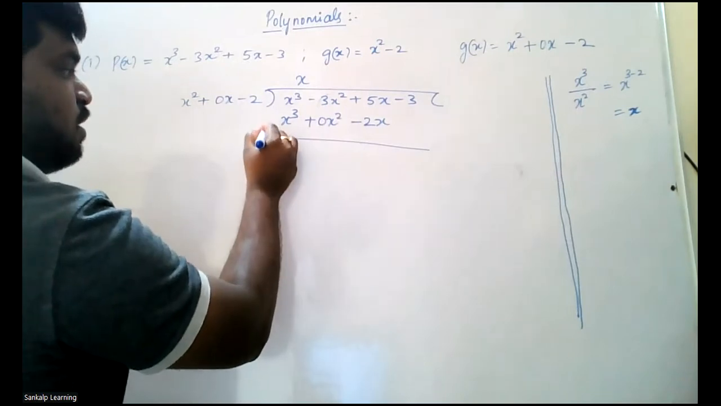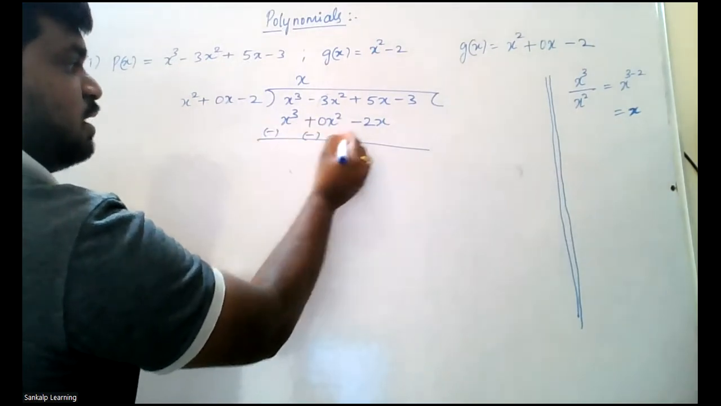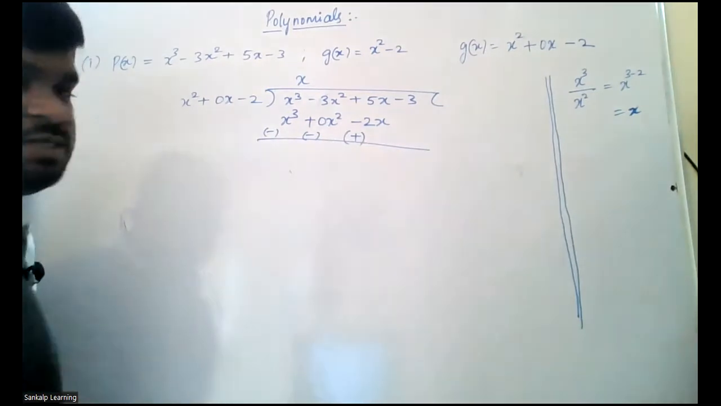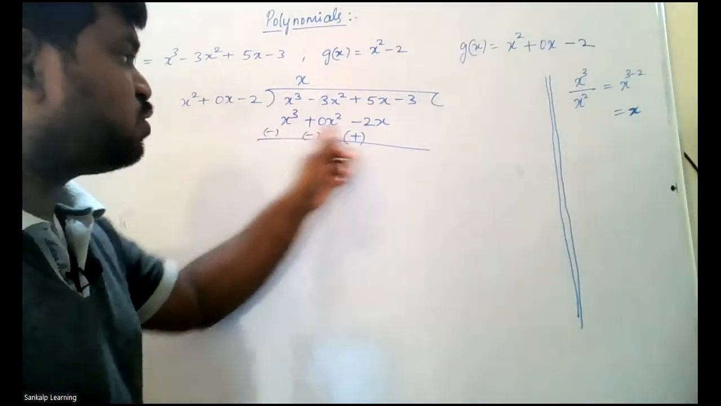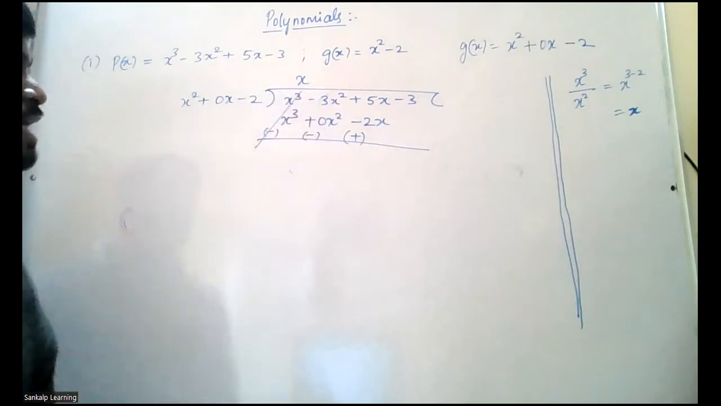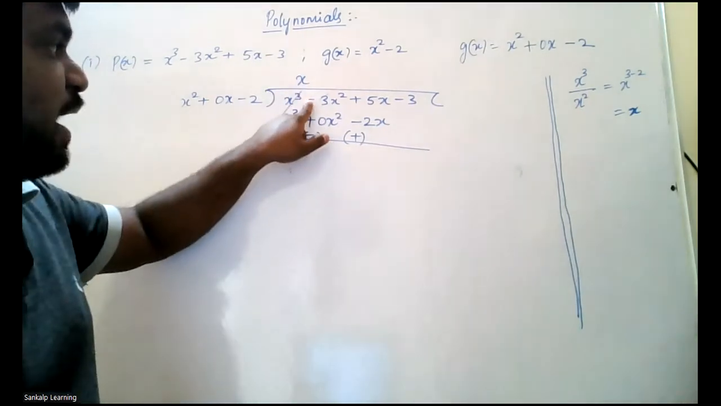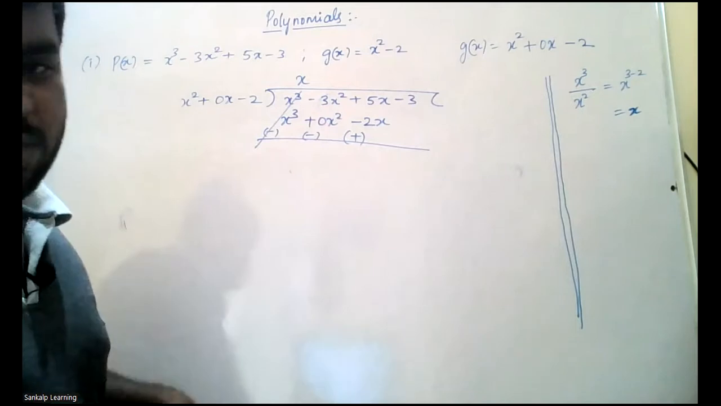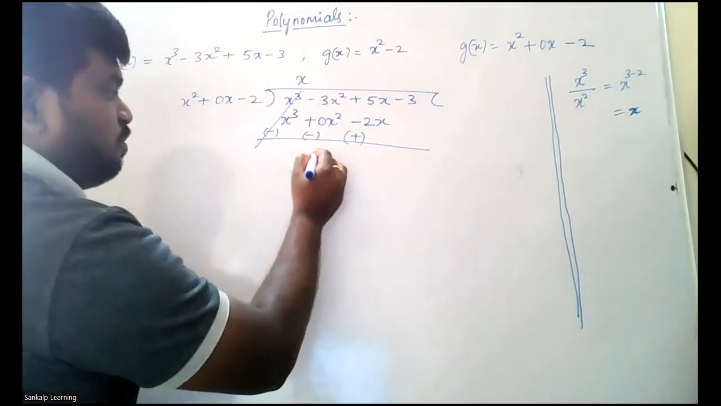So this plus will become minus, plus will become minus, minus will become plus. We have to subtract it, so we are changing the sign. So plus x cube minus x cube gets cancelled. Here if you observe, minus 3 minus 0 gives you minus 3 itself.